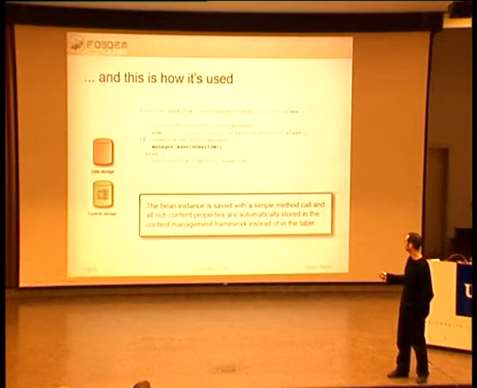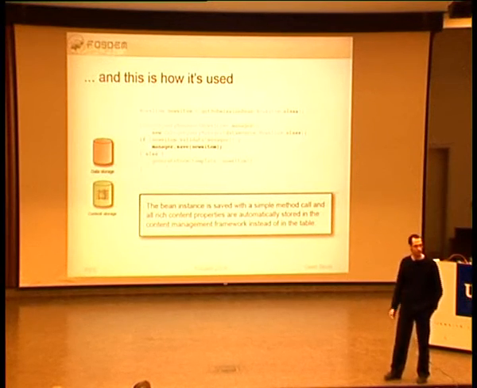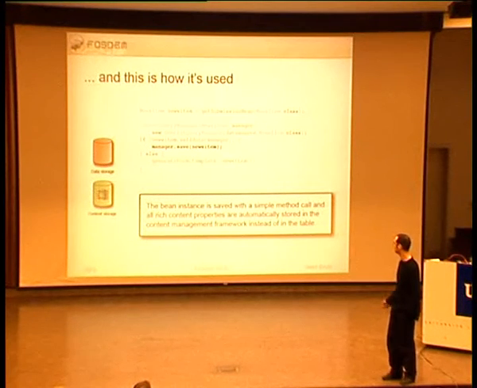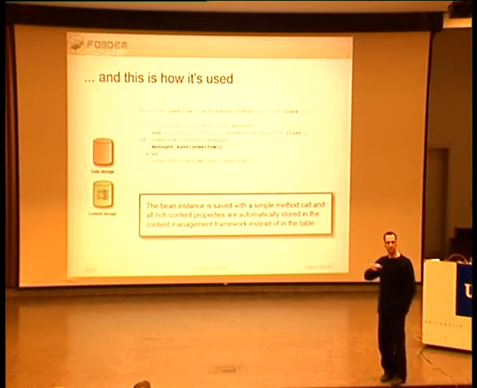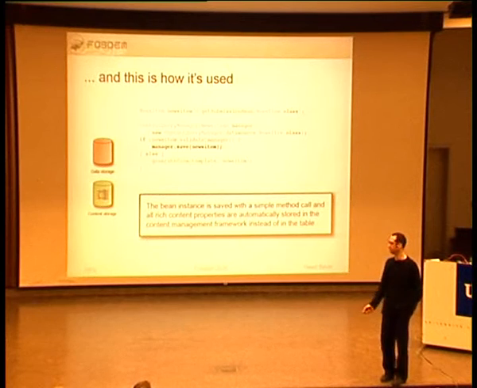And then, here, I save the news item. That's all I need to do to persist my domain model instance. So it will store them into the database storage and into the content storage, and split it out accordingly. The images and the rich text will be stored in the content storage, and the rest in your regular database.